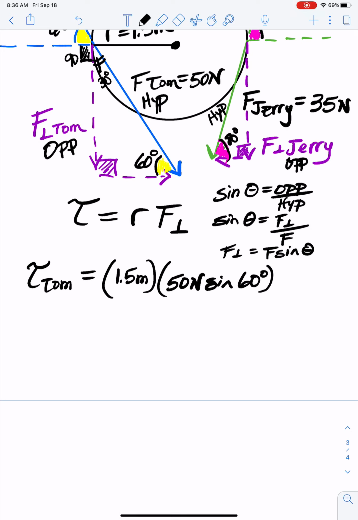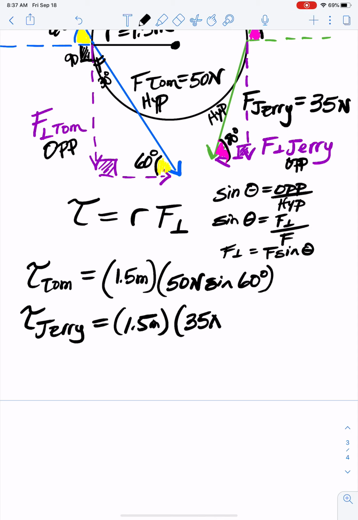And then the torque of Jerry is equal to 1.5 meters times 35 newtons times the sine of 80 degrees, not 38. Ugh. Get out of there. Okay, 80 degrees. All right, good.